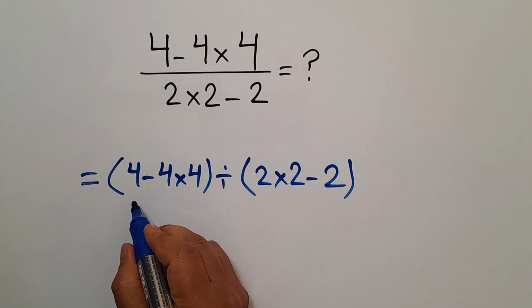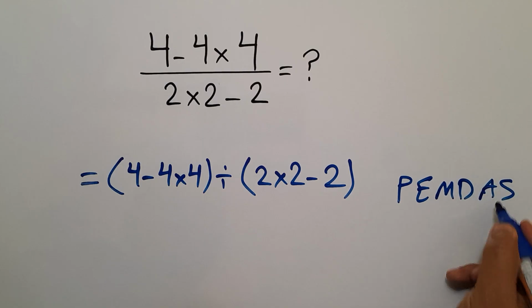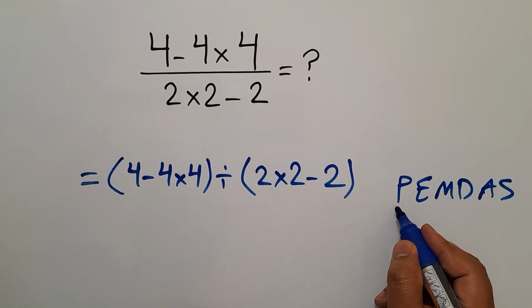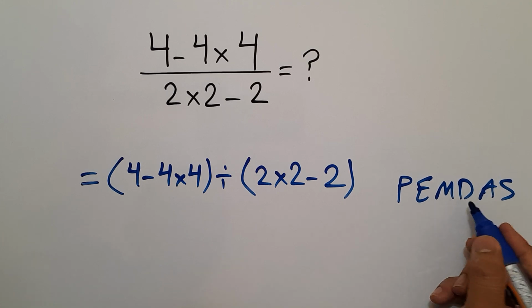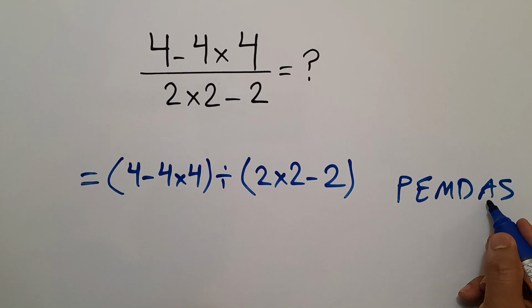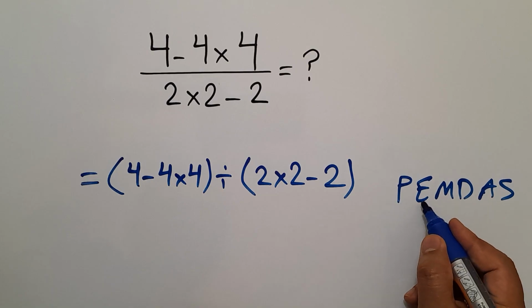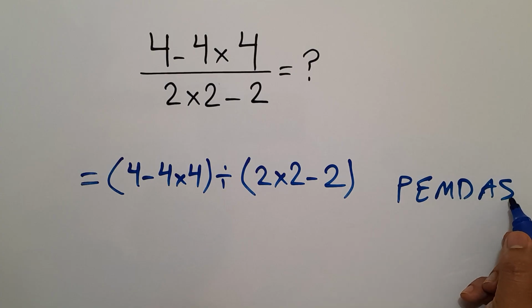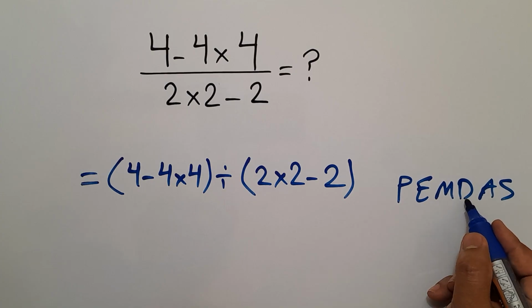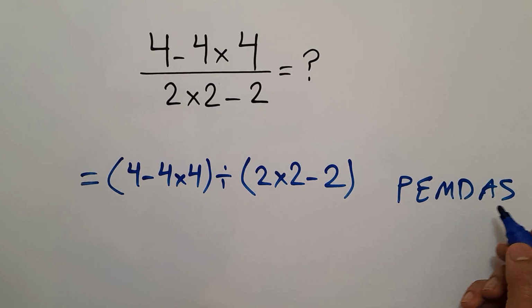According to the order of operations, which is PEMDAS, P stands for parentheses, E stands for exponents, M and D stand for multiplication and division, and A and S stand for addition and subtraction. We first do parentheses, then exponents, then multiplication and division, and finally addition and subtraction. Remember that multiplication and division have equal priority and we work from left to right. And the same goes for addition and subtraction.